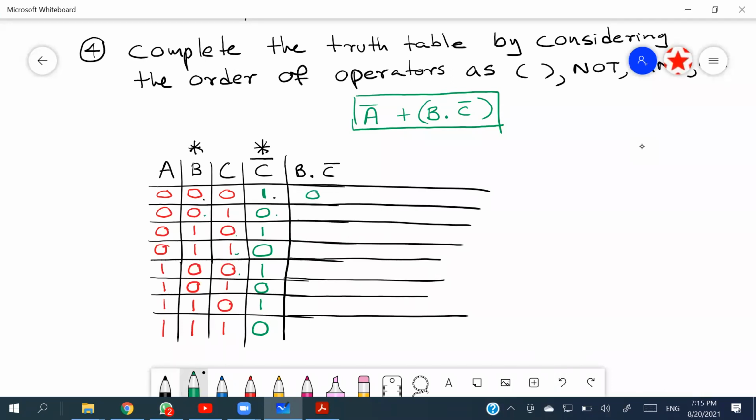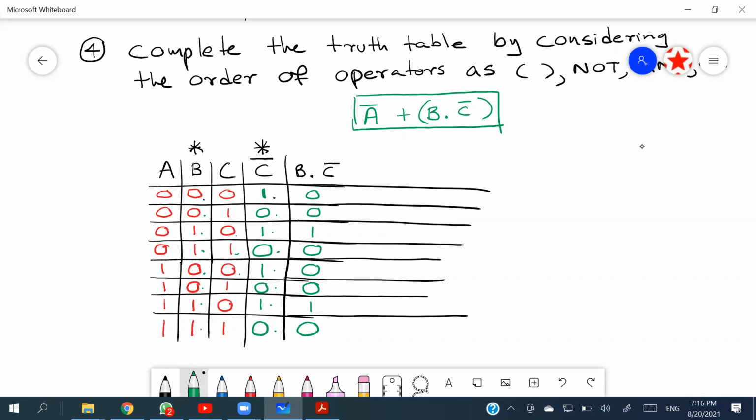0 into 0 equals to 0. 1 into 1 equals to 1. 1 into 0 equals to 0. 0 into 1 equals to 0. 0 into 0 equals to 0. 1 into 1 equals to 1. 1 into 0 equals to 0.